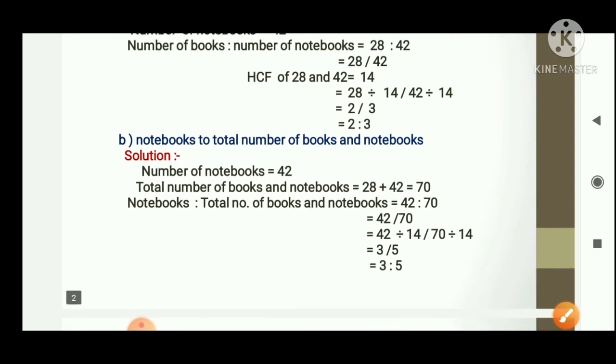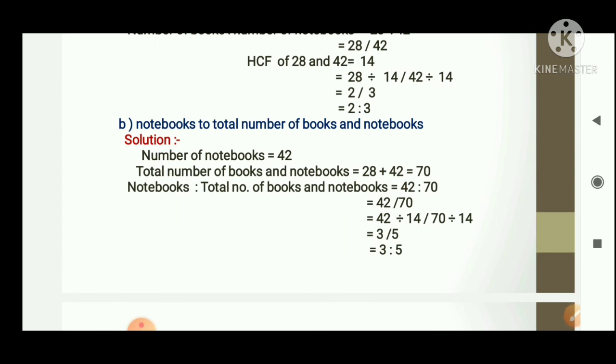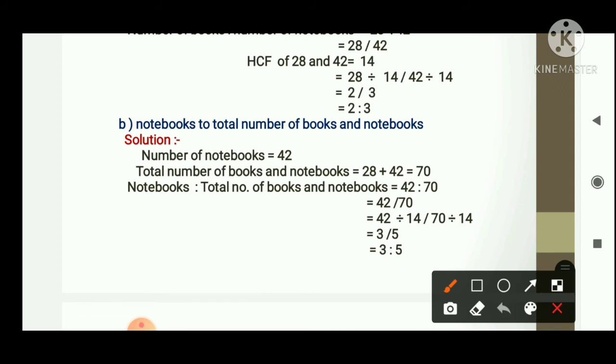Now next we have to find the ratio of notebooks to total number of books and notebooks. Now here the number of notebooks is given, 42. But here we have to find out the total number of books and notebooks. So how to get it? By adding the number of notebooks and the number of books. So here we get 28 plus 42, 70. That is the total number of books and notebooks. Now we can find out the ratio of notebooks to total number of books and notebooks. So we write its ratio 42 is to 70. Now we express in fraction form, 42 upon 70.